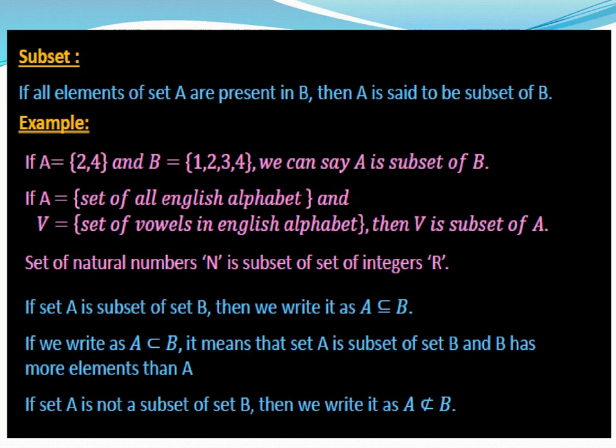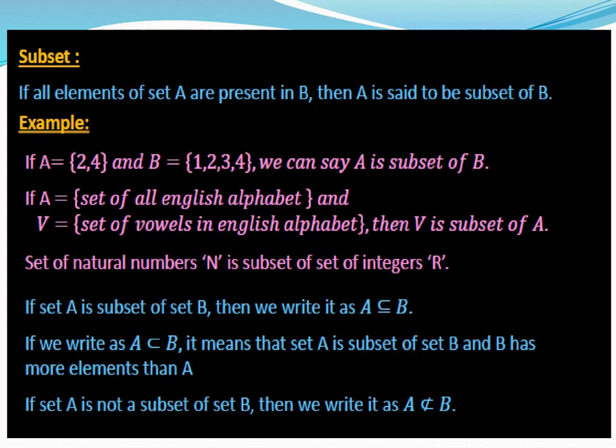Now we can take another example. If A equals the set of all English alphabet and V equals the set of vowels in English alphabet, then V is the subset of A. Why? Because vowels are present, or are one part, of the English alphabet. So V is the subset of A. Set of natural numbers N is a subset of set of integers.